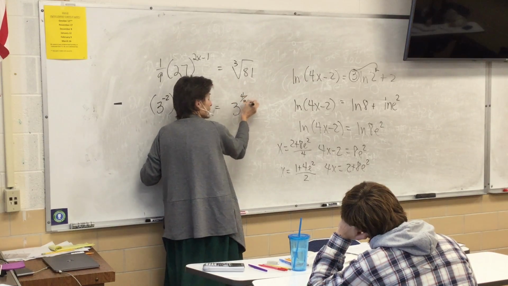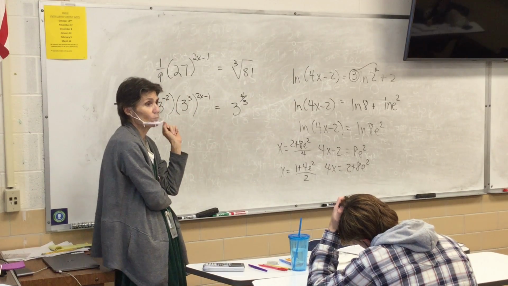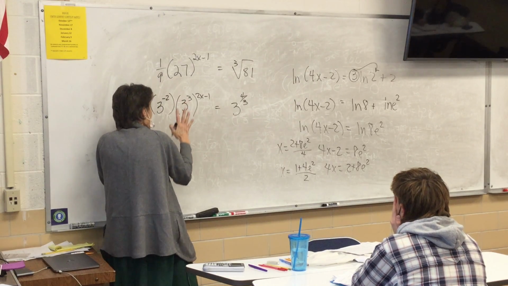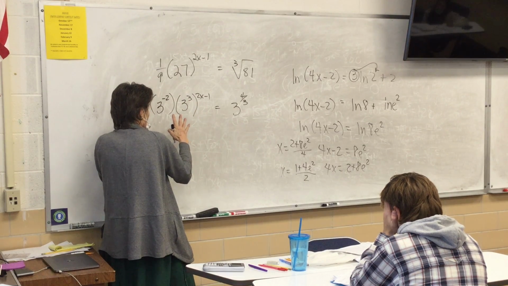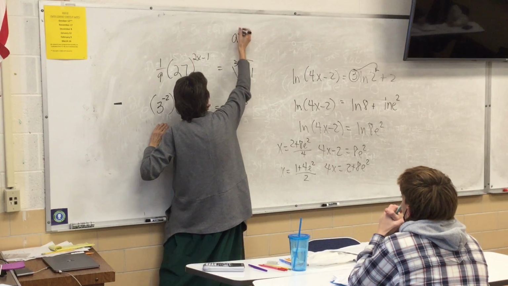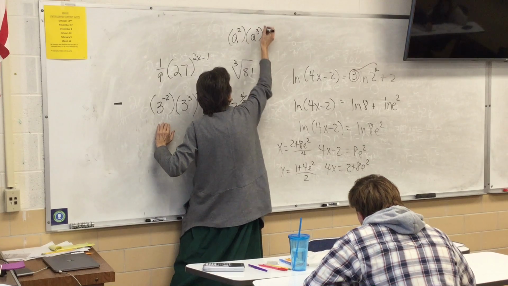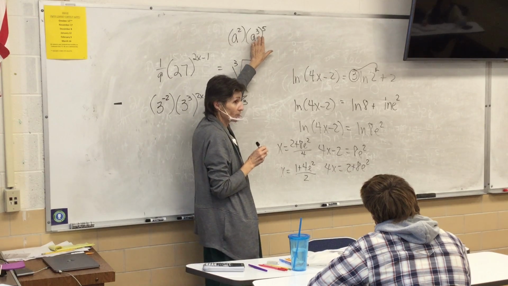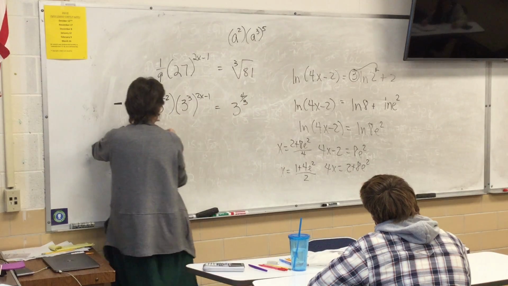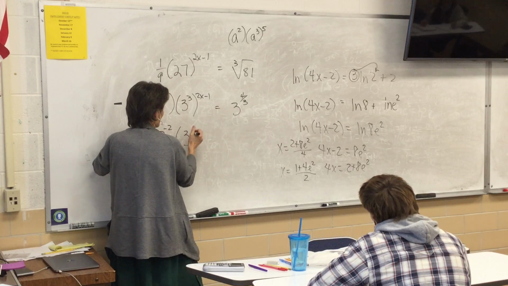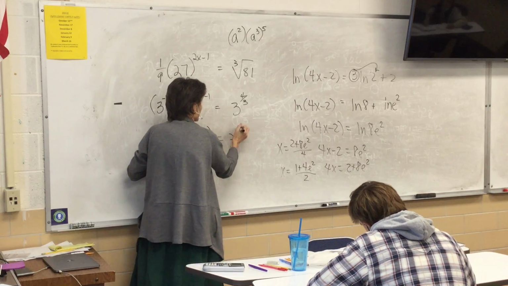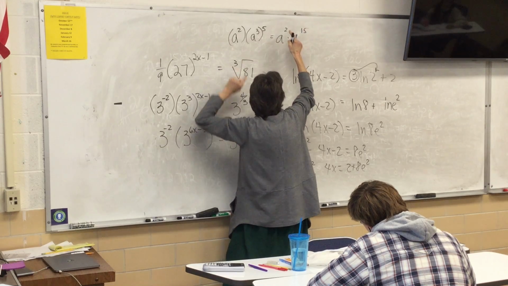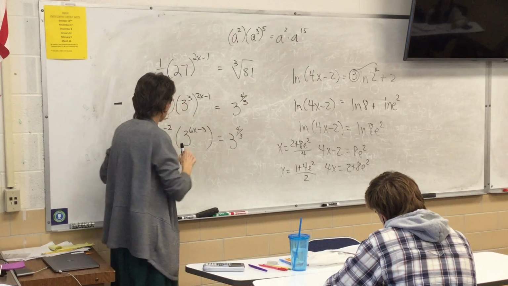So this will be 3 to the 4/3. Remember, radicals are fractional exponents. Now, let's not get confused here. We know what to do. If you had a squared times a cubed to the 5th, what would be the first thing you would do in that problem? Multiply these. So we're going to have 3 to the negative second, and then 3 to the 6x minus 3. Now, once this became a squared times a to the 15th, what would you do with those exponents? Add them.